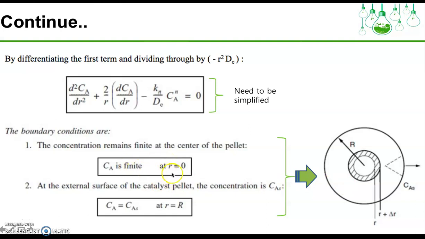So the boundary conditions that apply are these two. CA is finite at r equals 0. So r equals 0, we start from the middle of the catalyst, and move towards the outside of the catalyst. Then CA will become CAS at r equals capital R. We know that the concentration at the surface of the catalyst is CAS, and the distance to the surface is capital R.